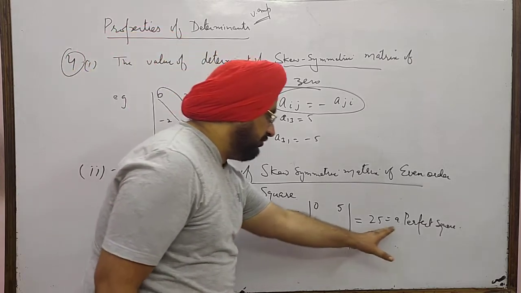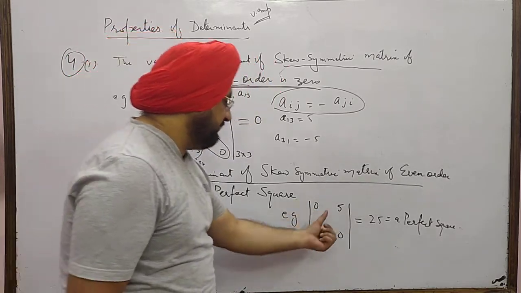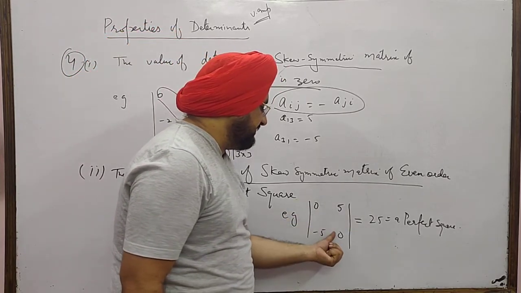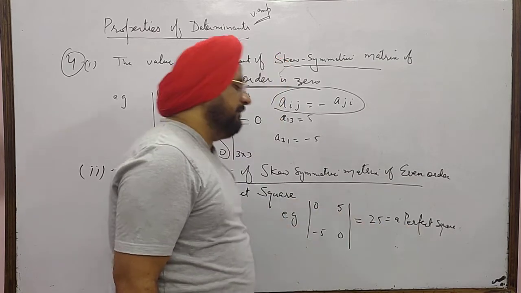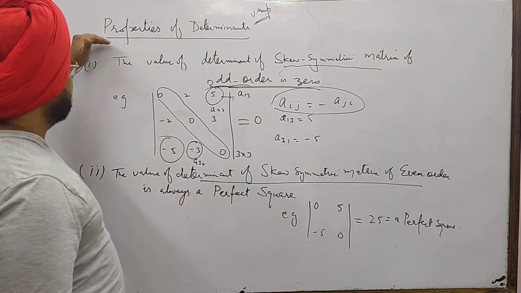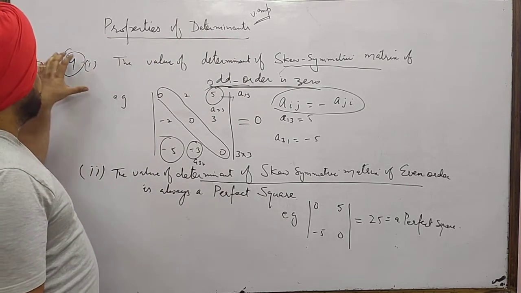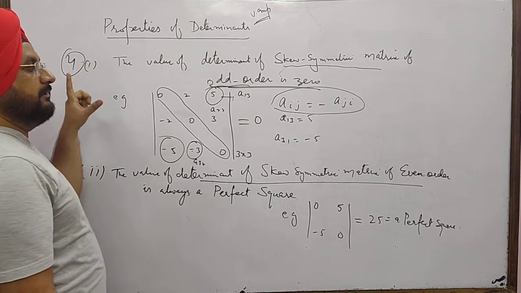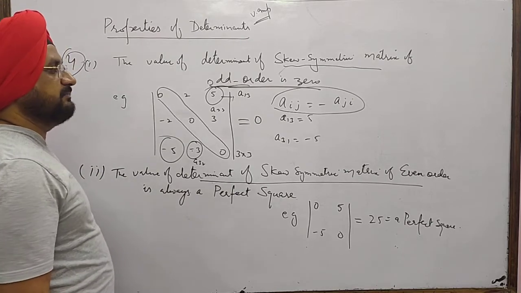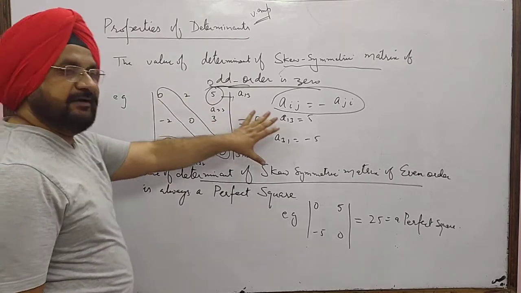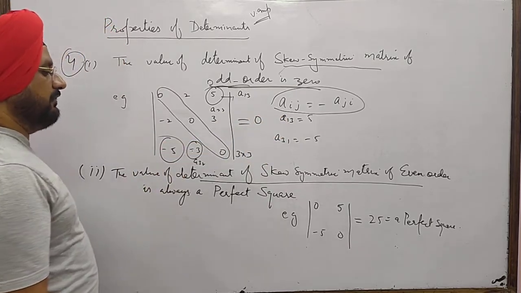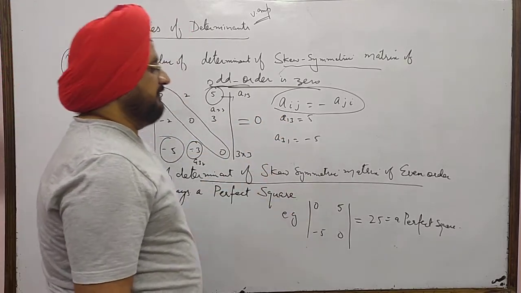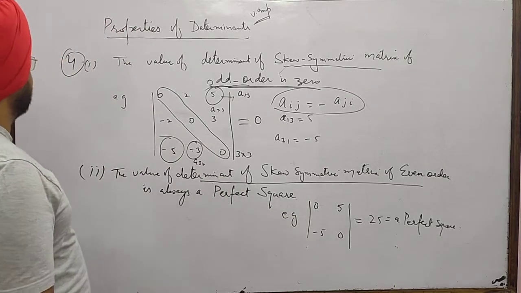If you expand it, you will get 25 here. You can check yourself. After expansion, 0 minus of minus 25 will become plus 25, which is a perfect square. So in this property, we have seen that if this is the determinant of a skew symmetric matrix of odd order, then its value will be 0 or vanishes. Secondly, if it is of even order, then it will be always a perfect square. So note down please this.